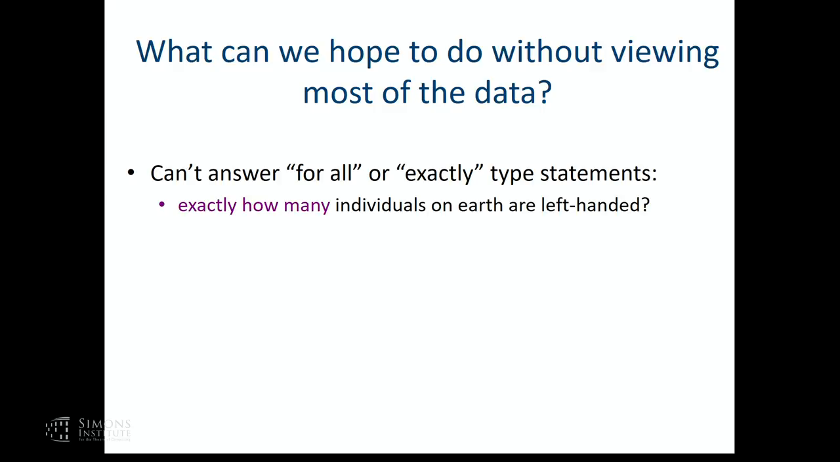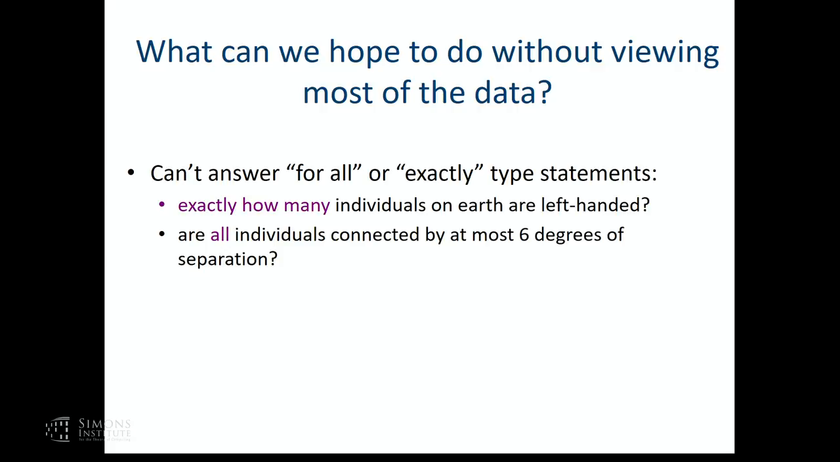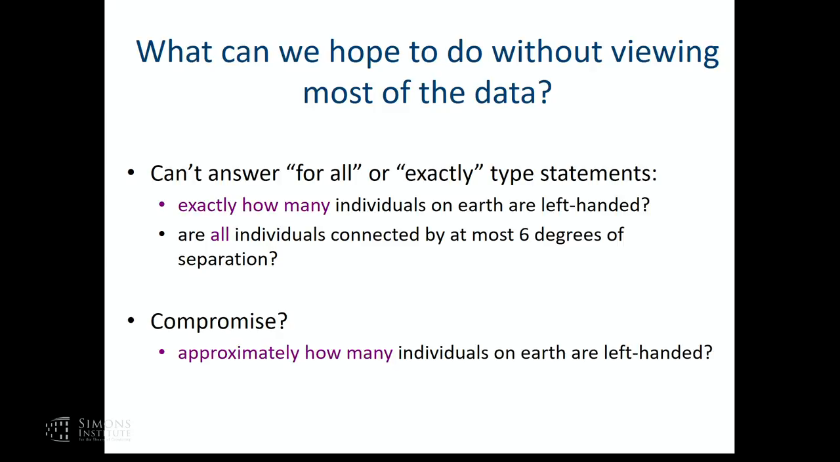And in fact, why would we even care? Because of the birth-death situation, the data is changing. We don't really care exactly. What we'll have to do is approximate. We won't actually be able to answer whether all individuals in this world are connected by 6 degrees of separation. The compromise we'll have to make is to ask approximately how many individuals on Earth are left-handed.